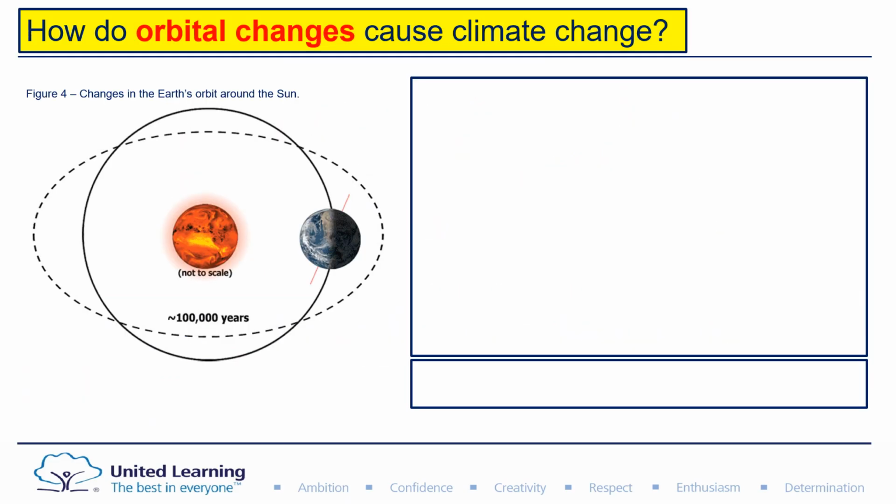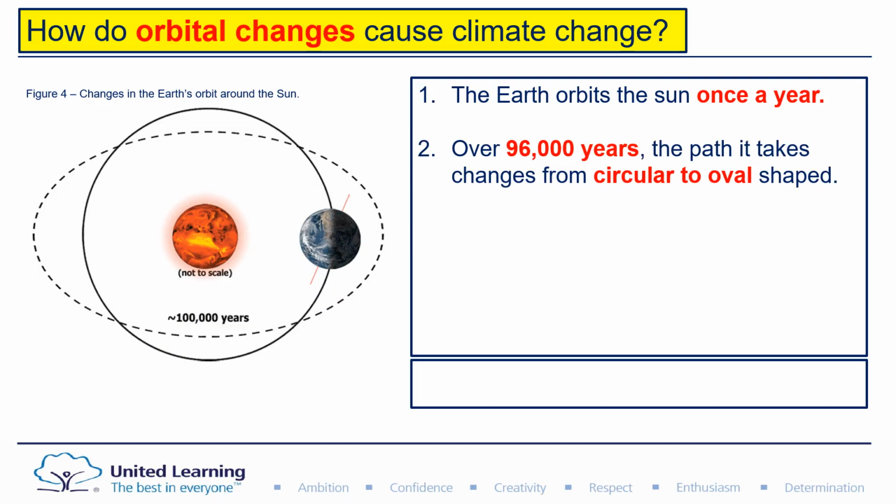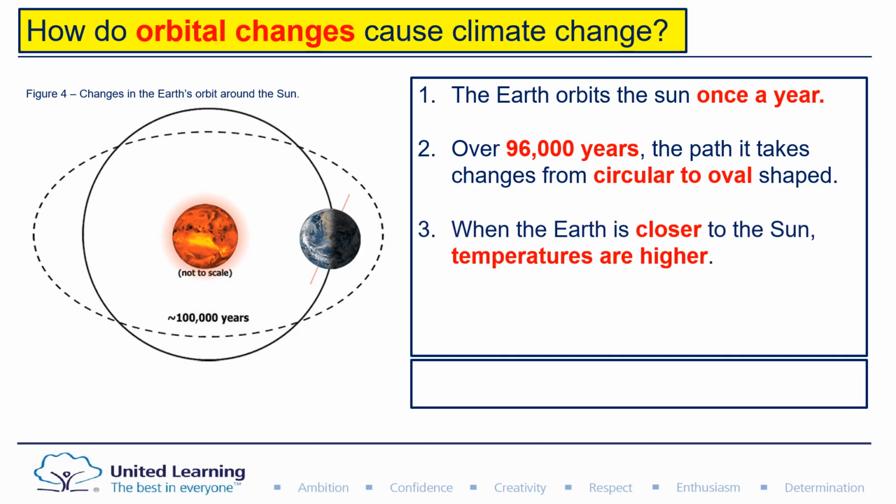The first one is the orbital change. Again, I suggest you write down KUU as we go, or jot down the bullet points. So orbital change, or it's known as the Milankovitch cycle, and this refers to Earth's orbit around the Sun. So Earth orbits the Sun once a year. Over 96,000 years, Earth's orbit changes from circular to oval.